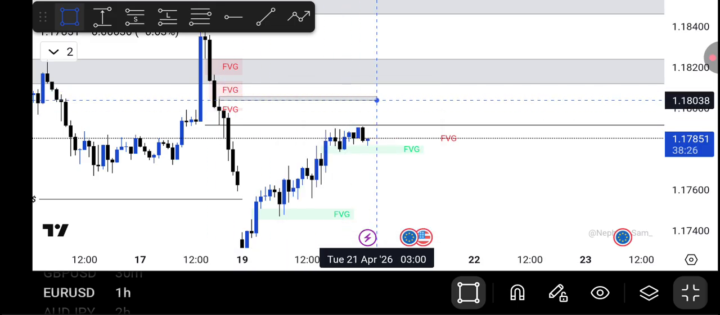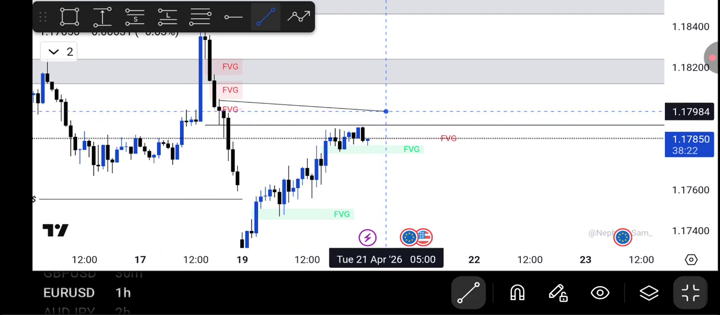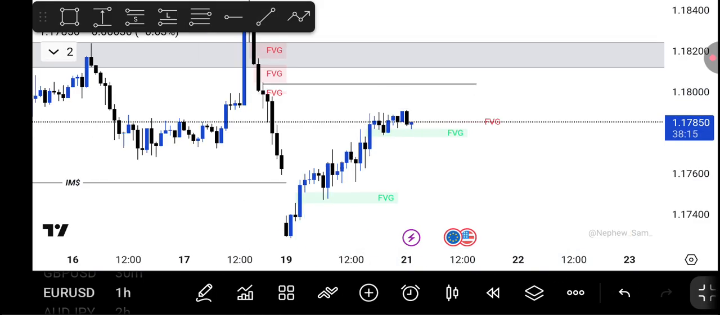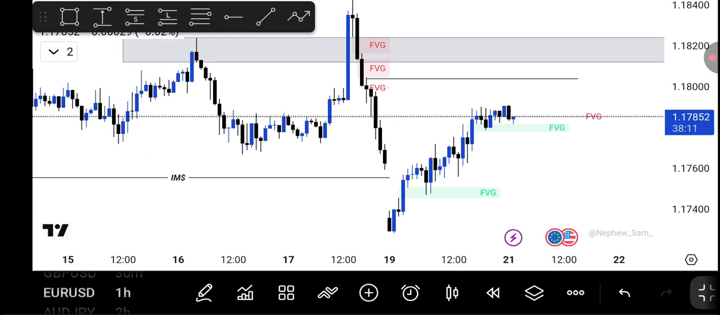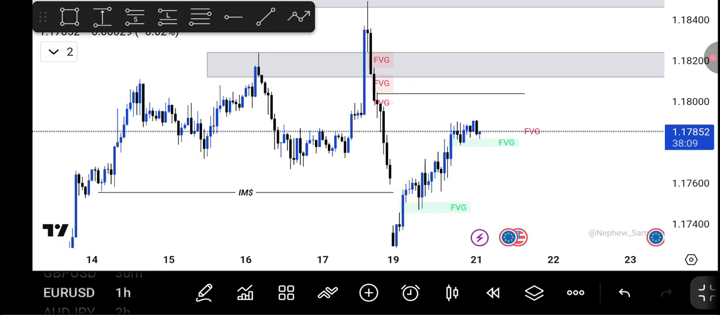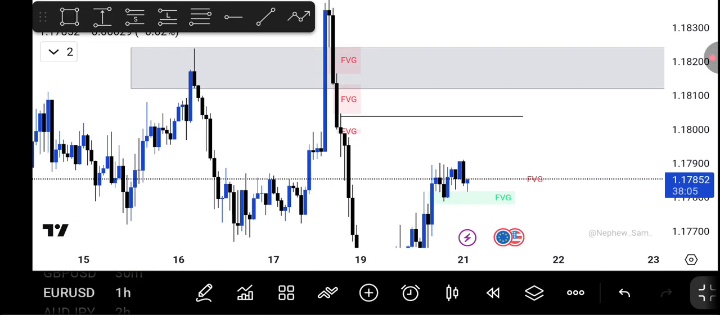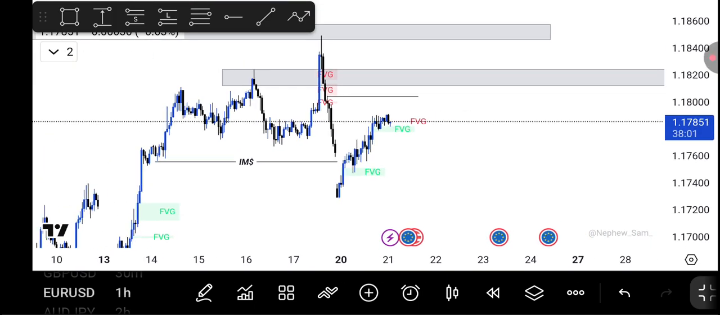Don't forget, any valid point of interest for me, that's my rule, the first rule for me: any valid point of interest must have something I call FVG. I must see my FVG, which is called the inducement. So I'm going to be using my 1 hour failed order block for this entry.